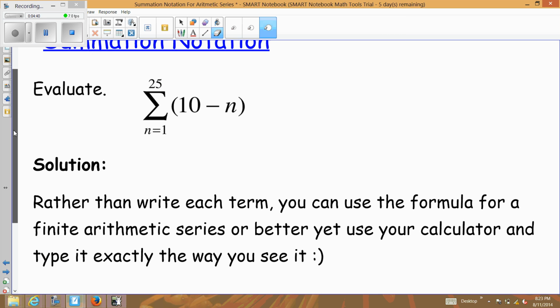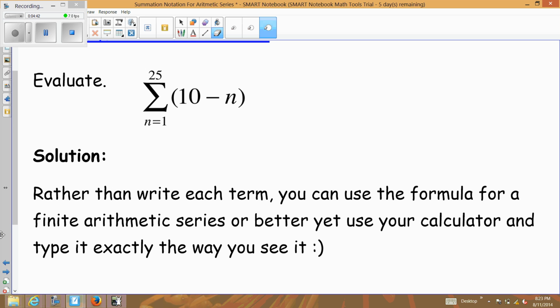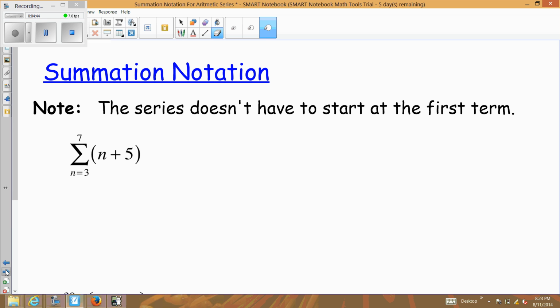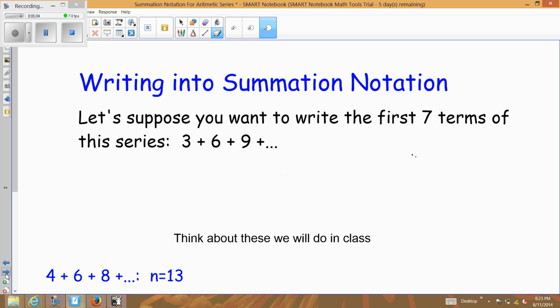All right, and you can read through your notes and you can see it explains how to find it again if you get stuck. Okay, the series does not have to start from the first term, so you need to make sure you know that. Again, practice this doing it in your calculator. You probably don't have a graphing calculator unless you downloaded it, but we can do that when you get to class. And then we want to discuss, make sure we know how to do that with your answers. Okay, when you're writing into summation notation, we want to talk about this when we go to class.